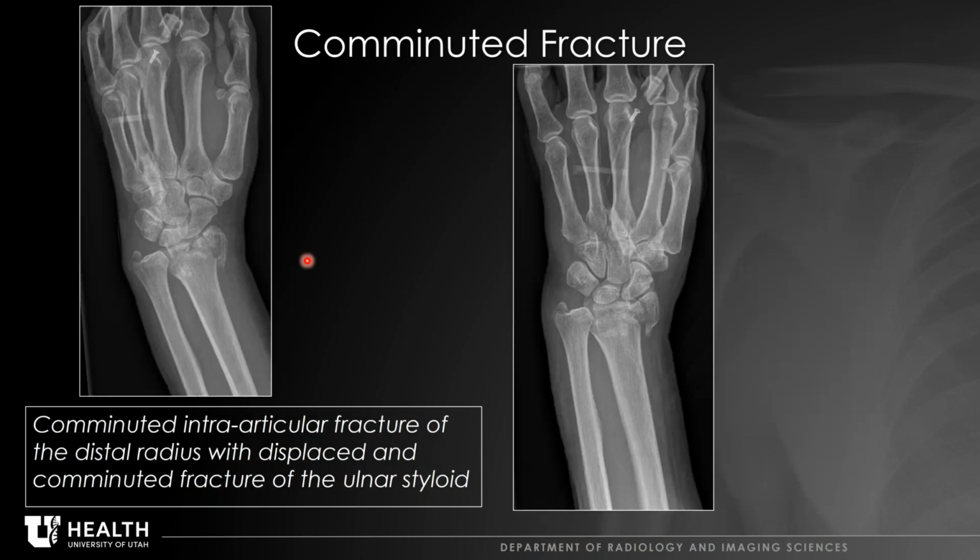All right, and here's another comminuted fracture that shows intra-articular extension. So here's the articular surface, and this fracture goes through that articular surface, and that's very important. That can lead to arthritis down the road. And then there's also an ulnar styloid fracture.